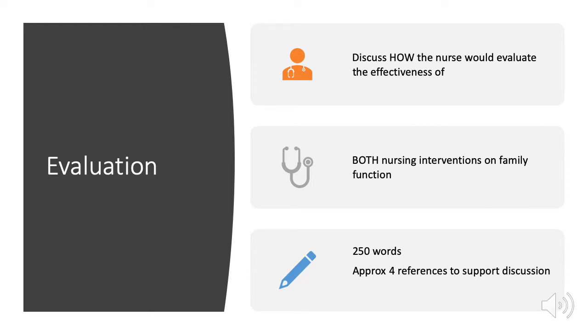Remember, I said for about 70 words, you want one piece of literature supporting your discussion or rationale or argument or analysis or whatever you're going to do. So for 250 words, you'd be looking at approximately 4 references to support the discussion on how the nurse will evaluate the effectiveness of both nursing interventions on family function. Easy peasy. Okay, let's move on to the next slide.